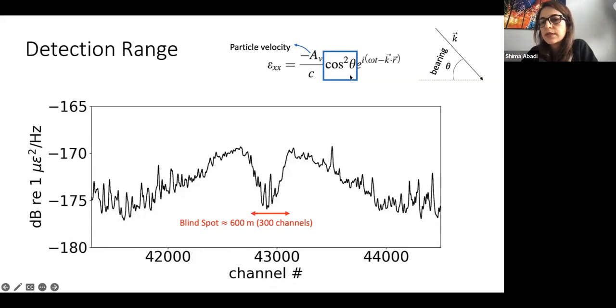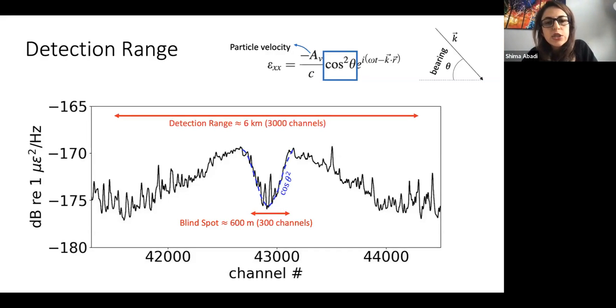This blind spot is because of the cosine squared in the equation that shows the relationship between strain and particle velocity. We have a cosine squared of the bearing, and when theta is 90 degrees we get 0 measurement, which matches what we expect to see based on the equation. But then if you look at the detection, the energy goes up and gradually goes down until we get back to the ambient noise.